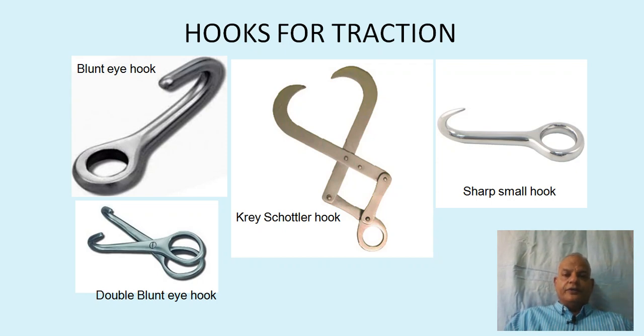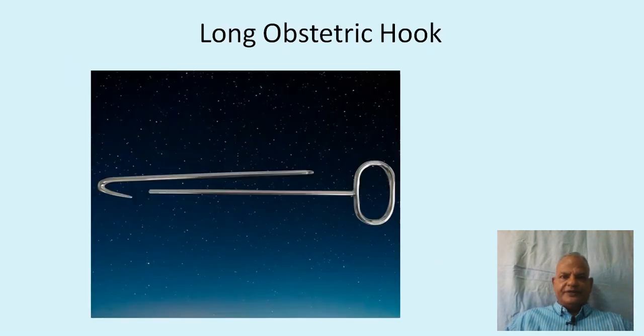The Cray-Scottler hook is used to grasp the cut parts of the fetus or some areas where you just cannot apply traction by your hand. The small sharp anal hook is applied in the anus of the fetus, to grip in the posterior presentation and pull the fetus.